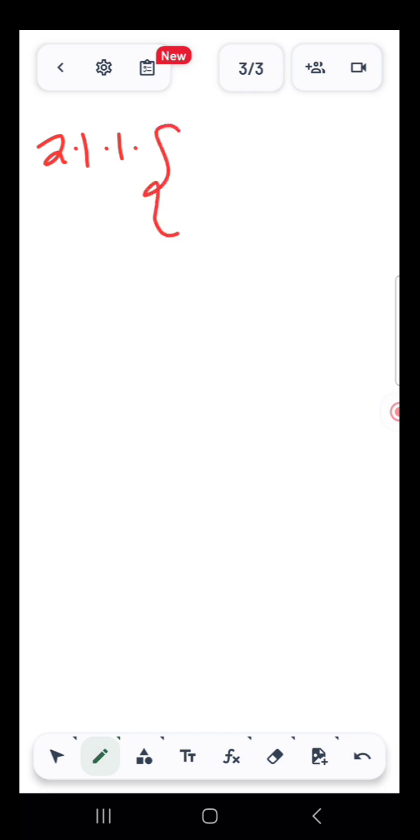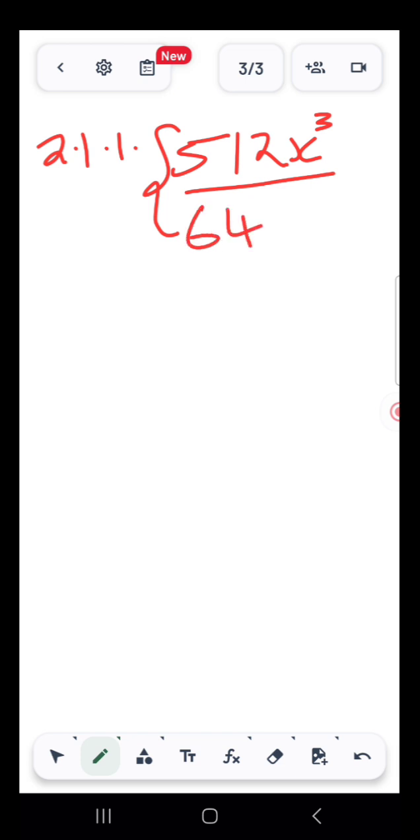So our first question goes, open big bracket, 512 x to the exponent of 3, over 64 x to the exponent of negative 3, close bracket, to the exponent of negative 1 over 3. So for 3 marks, we must be solving.